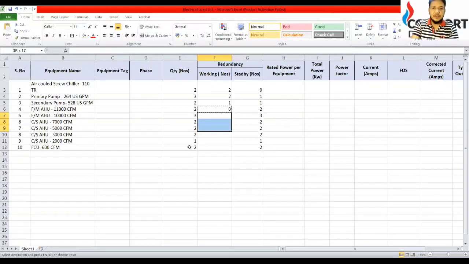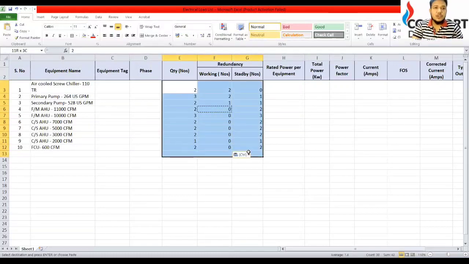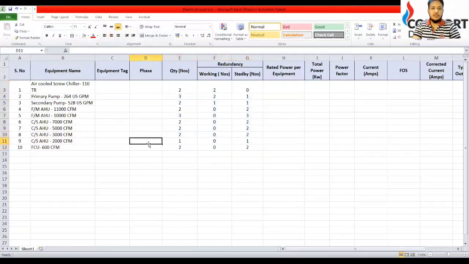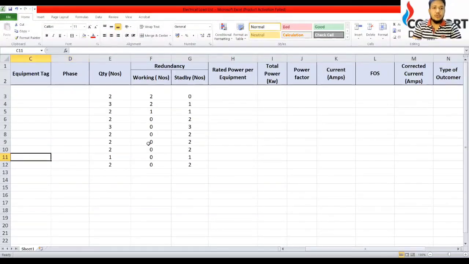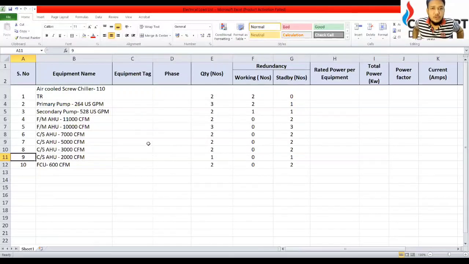So this I have written as per the project, as per the BOQ that I have shown you. Now how will we write? We will write as per our project requirement. So you need to check with your project what the redundancy is, what is working and what is standby in that. Okay, now let's start.